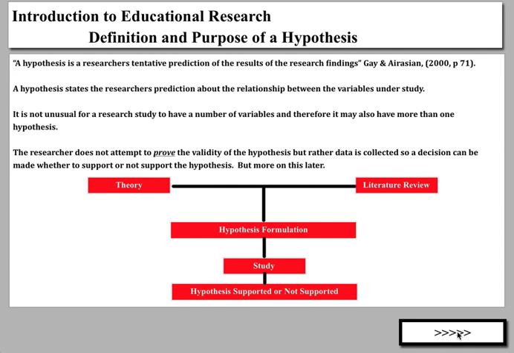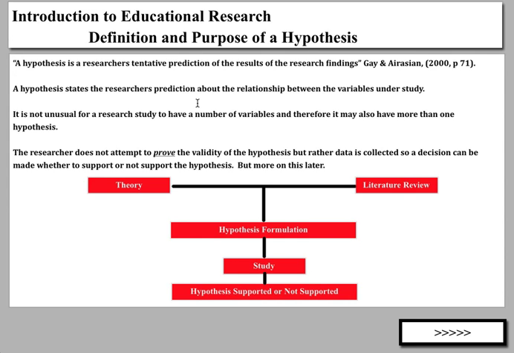And this is a direct quote from Gay and Airasian. And these are the resources that we've used for the video. A hypothesis states the researcher's prediction. This is what the researcher is predicting about the relationship among variables that are under study. So it's a prediction. And it's not unusual for a research study to have many variables, and so there may be more than one hypothesis.